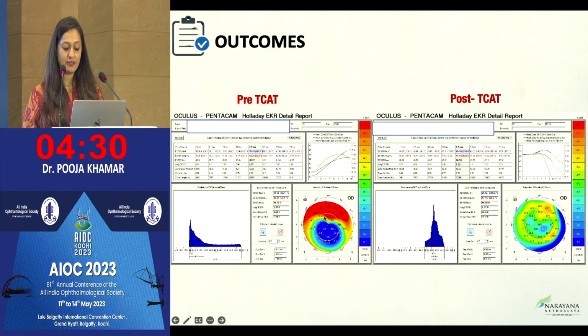And this is what the decentered ablation looked like. And this was the EKR map. You can see that there is a peak. However, there is a huge flat zone present here as well. But after the regularization, you can see a peak here, and the toricity and the keratometries have come well within normal limit.